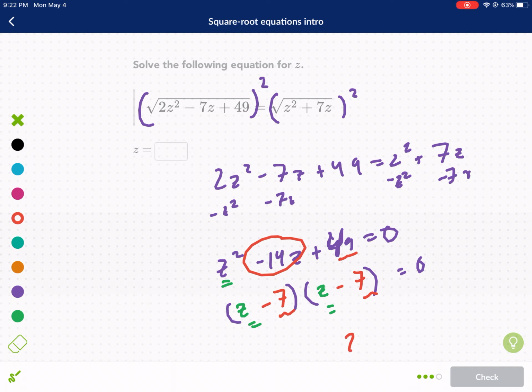And now we have a double root, but it's z equals 7. Why do I know that? Z minus 7 equals 0. Add 7. Therefore, z equals 7. Let's check our answer. So we're going to put 7 in for both of these on both sides of the parentheses. Let's go up here.